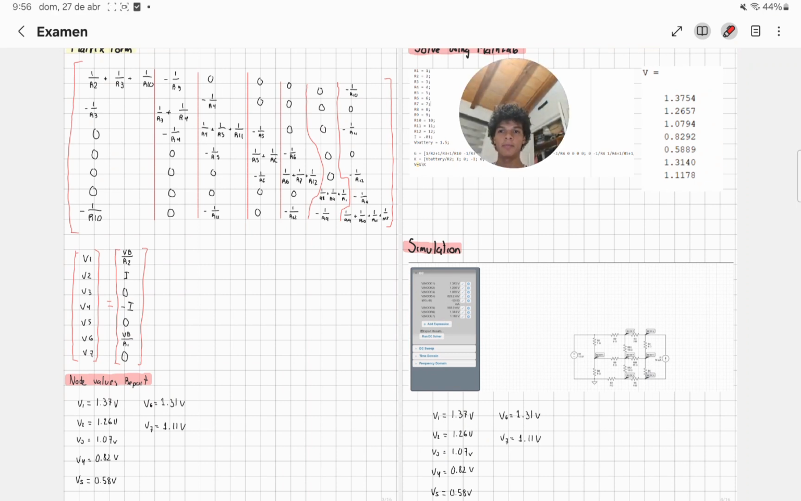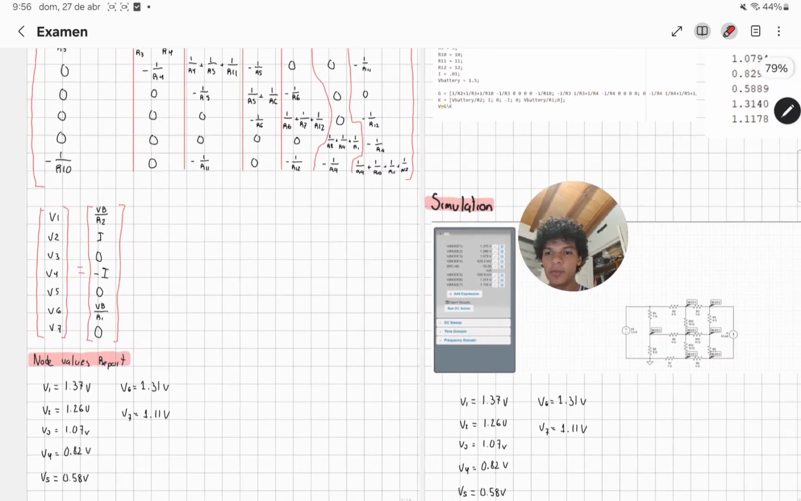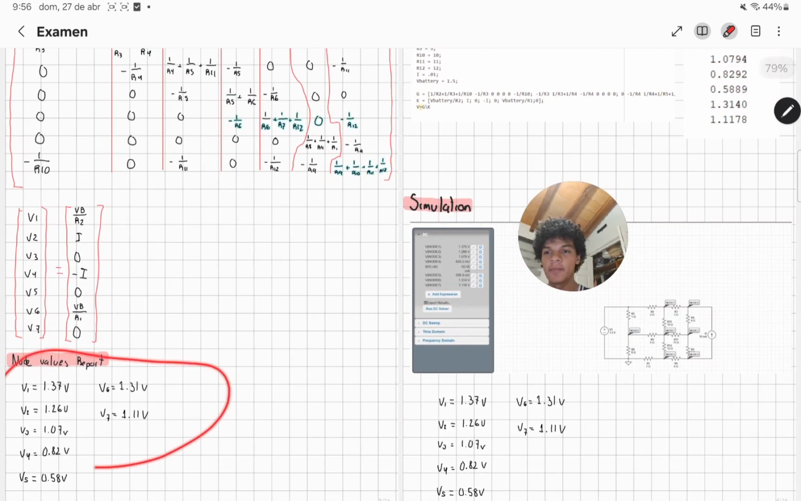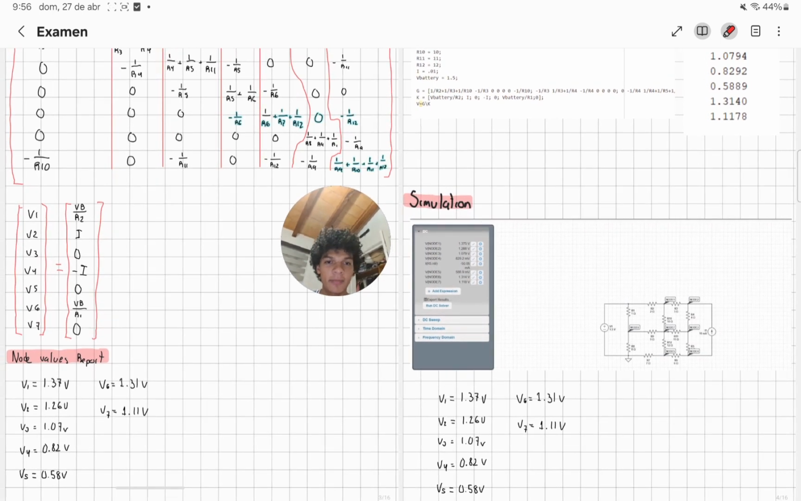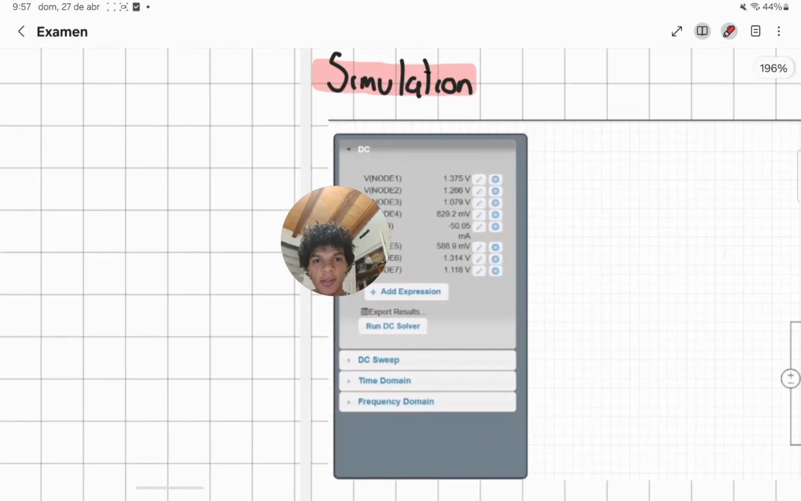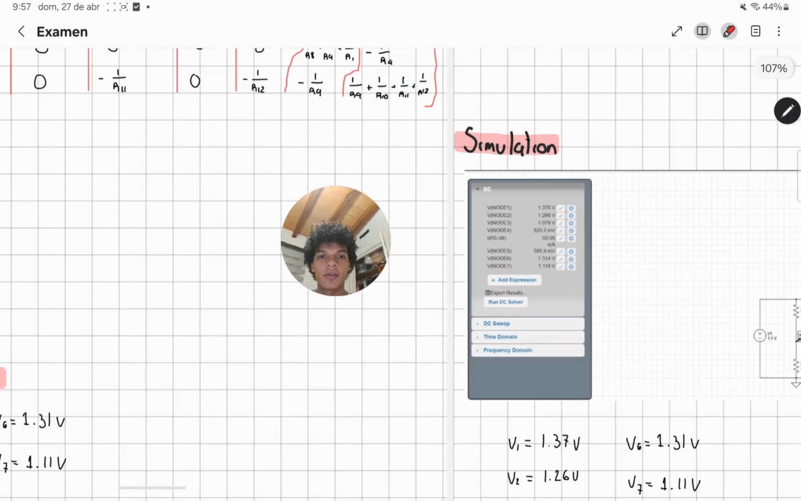Now, putting this into MATLAB, as we can see in the right part, here we put all the values and the code, and MATLAB throws up these values. And we note them in the part right here, in the node values report. To make sure we are right, we also run a simulator where we can see that actually the nodes are correct.